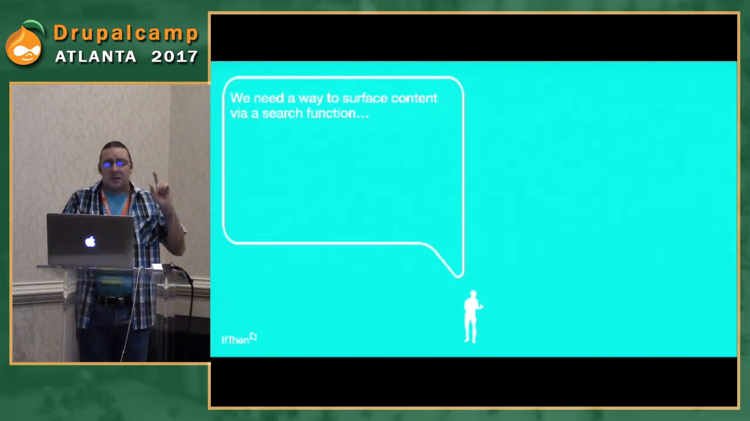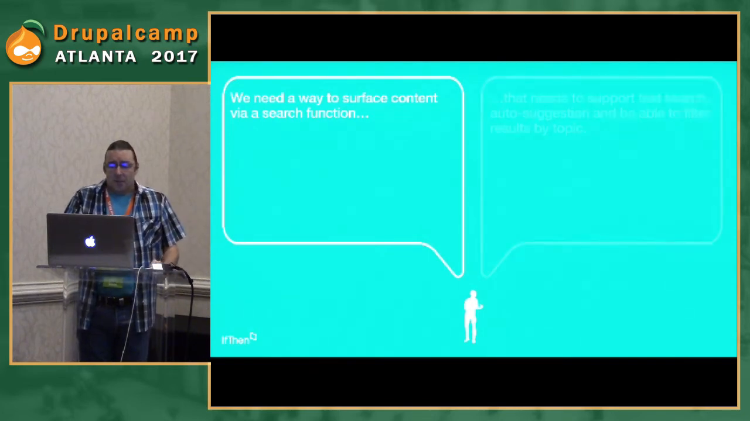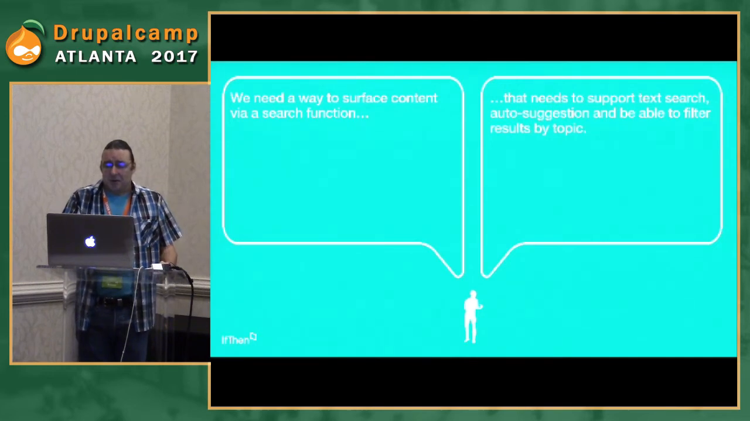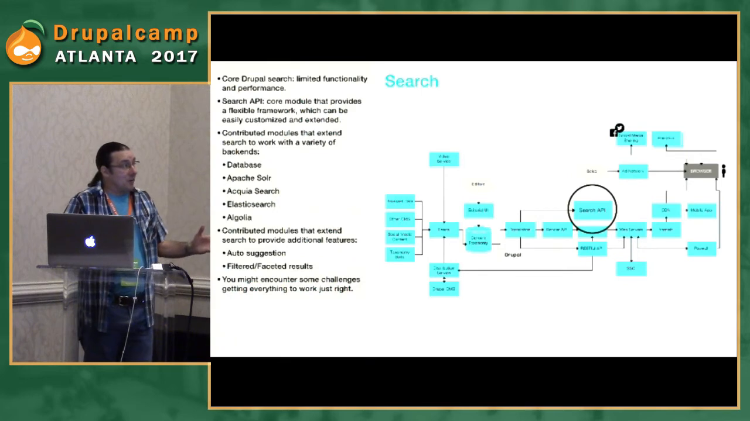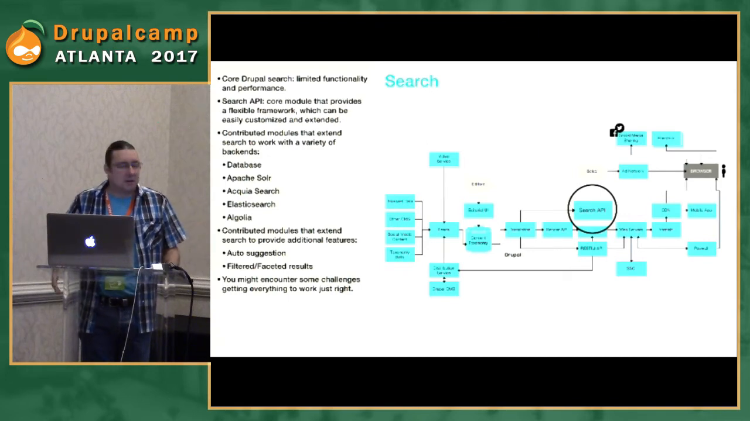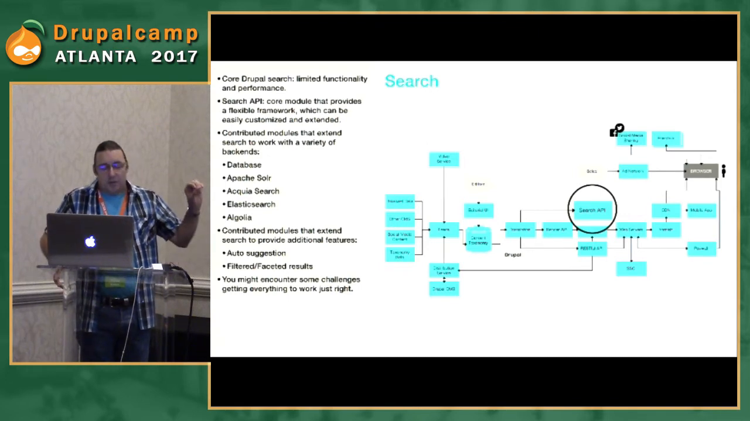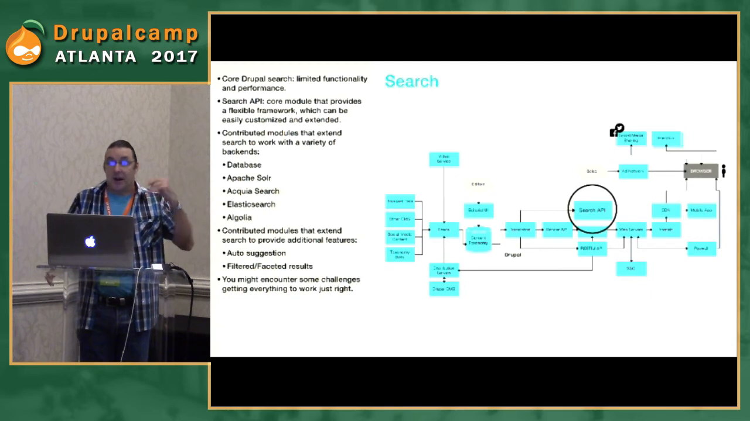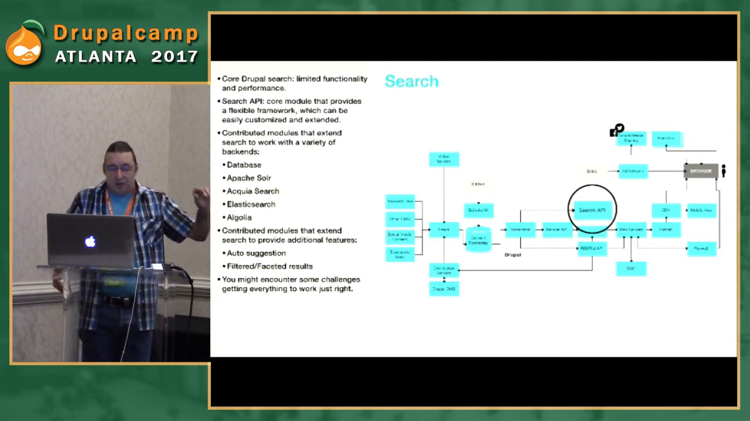We need to surface content via a search function that needs to support text search, auto-suggestion, and be able to filter results by topic. So once again, Drupal comes to the rescue. We know that the core search functionality is pretty limited. It's not the greatest thing in the world. But with Drupal core comes Search API, which is a good framework for connecting to enterprise-grade back-end search engines like Solr or Elasticsearch.